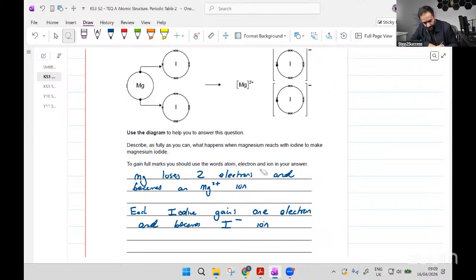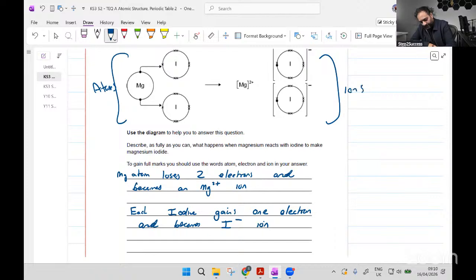And so you've used the word, in fact, I've not used the word atom. The magnesium atom loses two electrons. These are atoms over here, that's before they've changed. And once they've changed, they become ions. Loses two electrons becomes that. Each iodine atom gains an electron. That should be enough.